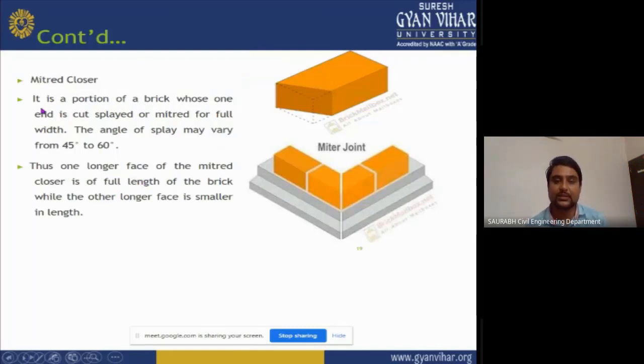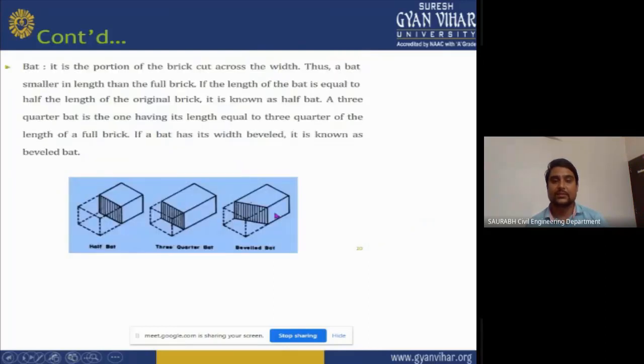Now, metered closure. This is the topic of the metered closure. It is a portion of a brick whose one end is cut splayed for a full width. The angle of splay may be from 40 degrees to 60 degrees. Thus, one longer face in a metered closure is the full length of a brick, while the other longer face is smaller in length. As you can see in the image of this.